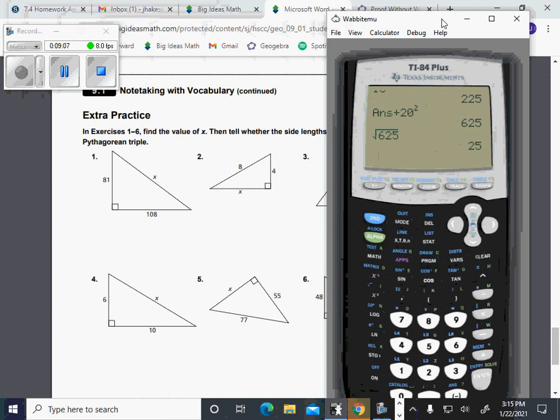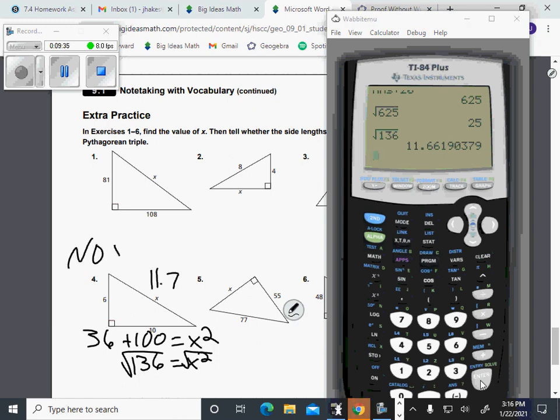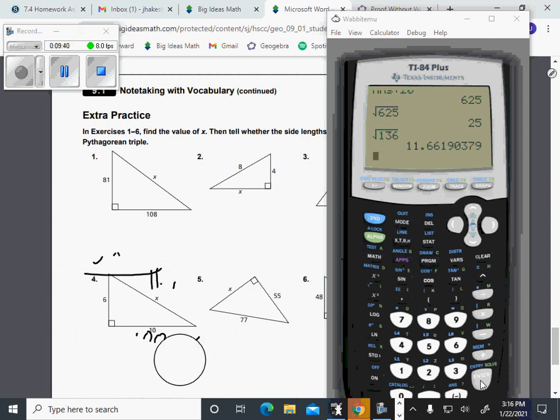Next, I have 6 and 10, so I know that 36 plus 100 has to equal x squared. 136 equals x squared. I have to take the square root. The square root of 136 is going to be 11.7. So no, not a Pythagorean triple. And I'll let you guys do 5 and 6 on your own.